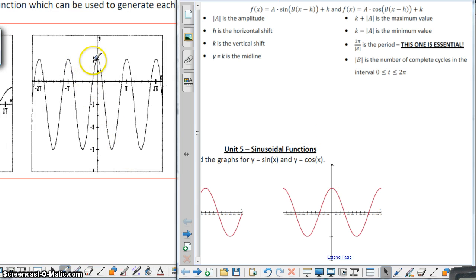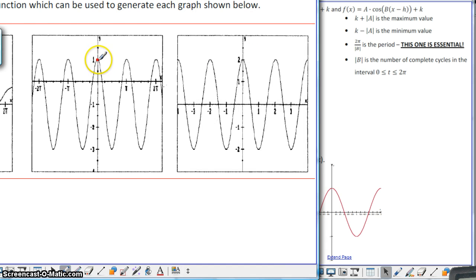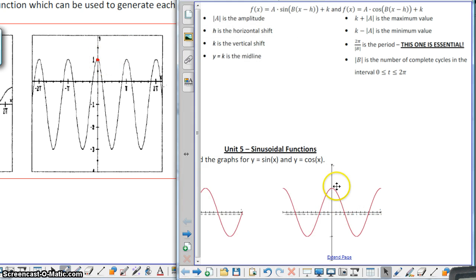So in the second graph, you can see that it's starting right there. The top of one of the waves is right there at the y-axis, which is very much like what cosine does. So it's a pretty good sign to use cosine.